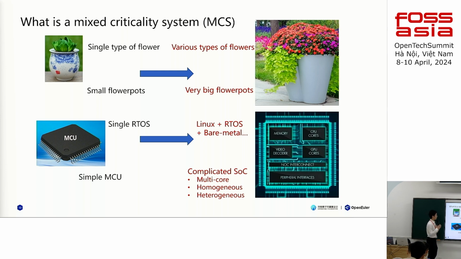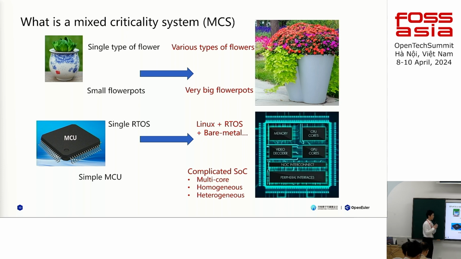But as time flies, we have more mature pot making technologies, and nowadays we have very big flower pots. In each flower pot, we can plant various types of flowers, and each type of flower is isolated. For example, if one bunch of flowers dies, it will not affect other bunches of flowers.